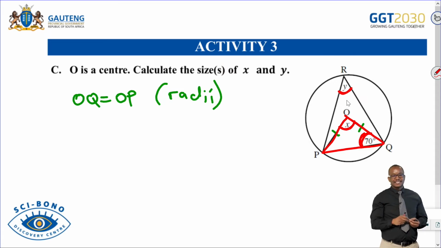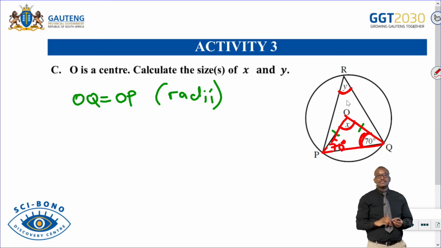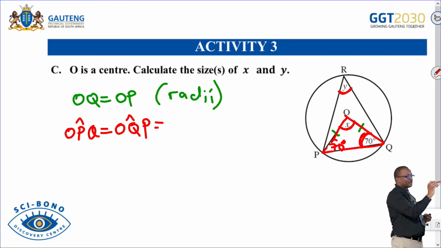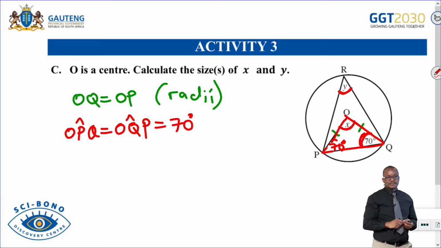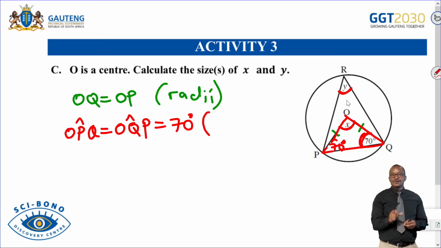Now, how do I get x? I know that my P is going to be 70 degrees as well. But we need to give a reason. Why are we saying P is 70 degrees? Remember, angle OPQ is equal to angle OQP. They are both 70 degrees. But what is the proper reason for that? Most of the learners will say it's the base angle of an isosceles triangle, correct? Which is not the correct statement to give in this case.